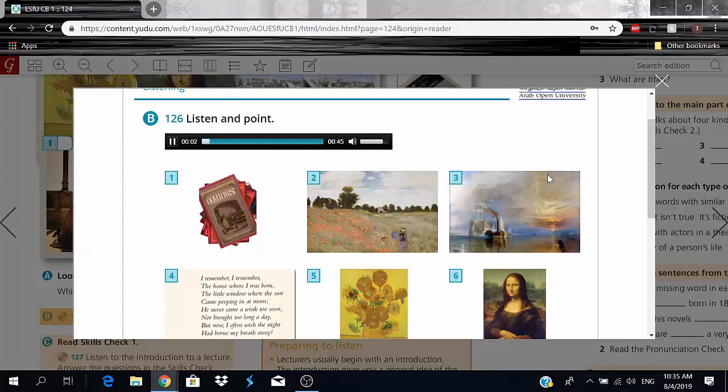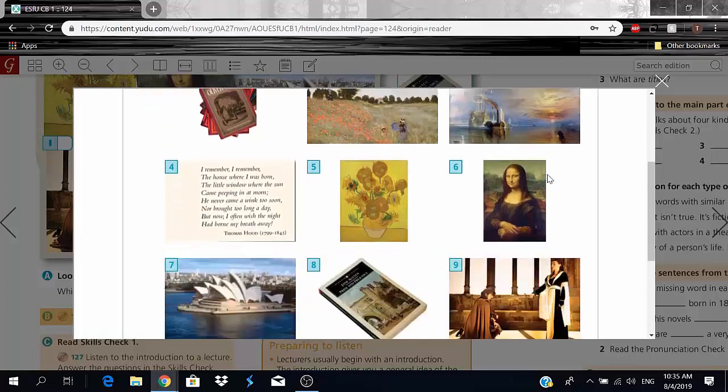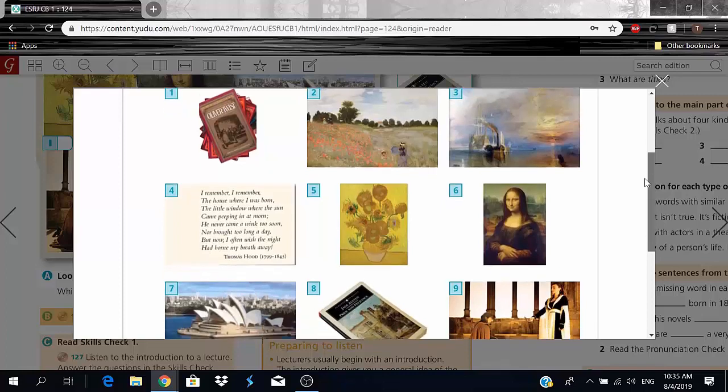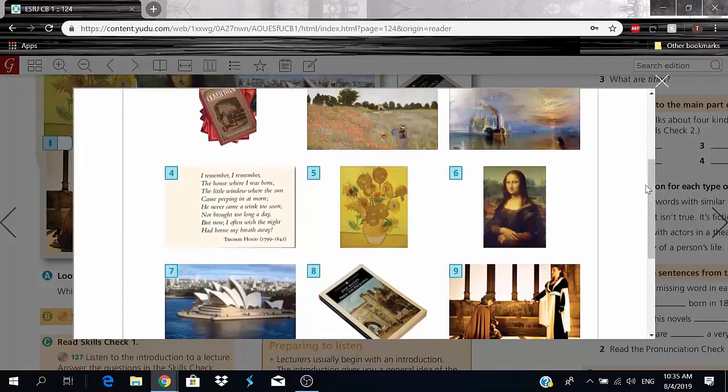126. Unit 8. Art and Literature. Lesson 1. Listening. Exercise B. Listen and point. Painting, architecture, novel, play, poem, biography. Do you like the plays of William Shakespeare? Have you read the new biography of Charles Dickens? I love this poem. It's by Thomas Hood. I'm very interested in architecture. What a lovely painting. Who is the painter? Who wrote this novel?